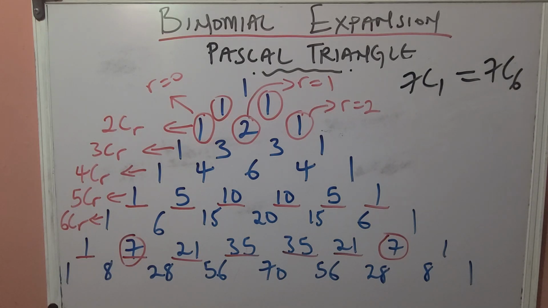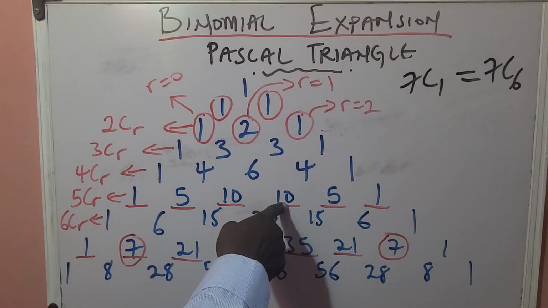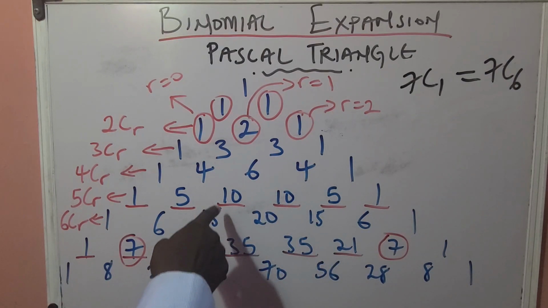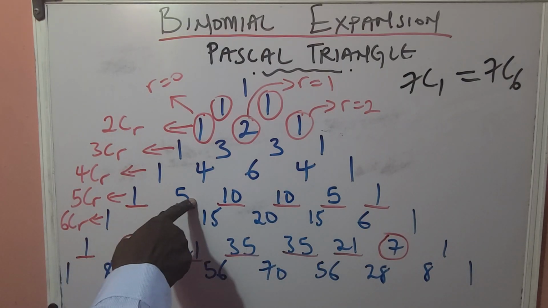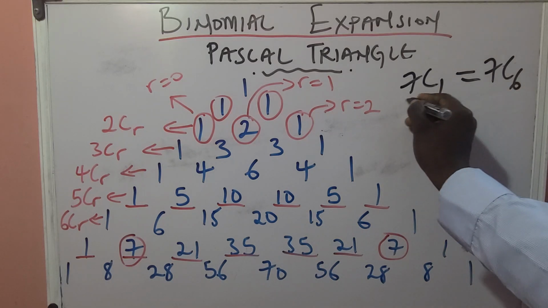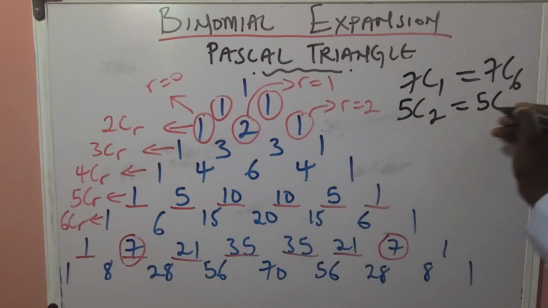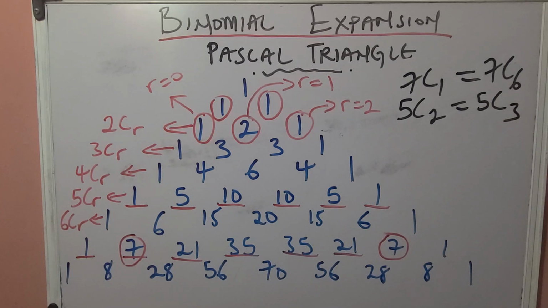Let's go on to investigate some other ones. Let's look at 5, for instance. We can see 10 here, 10 here. Let's see what was going on there. This is 5 combination 0, 1, 2. So 5 combination 2 was equal to 5 combination 3. Oh, probably that was still a coincidence. Let's go on to investigate some other ones. Let's use 8.